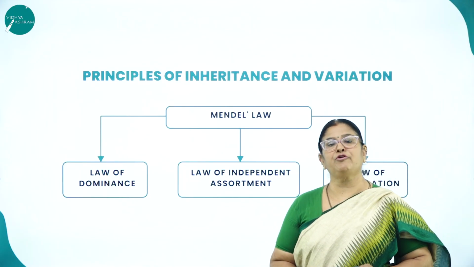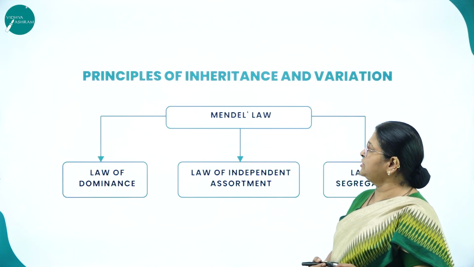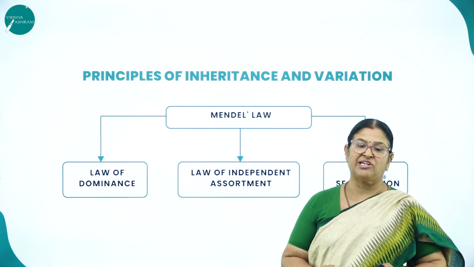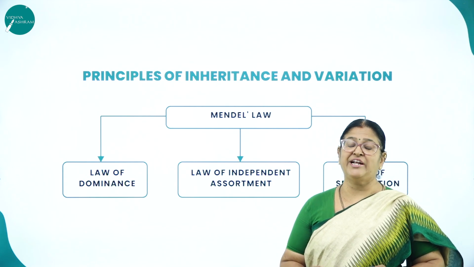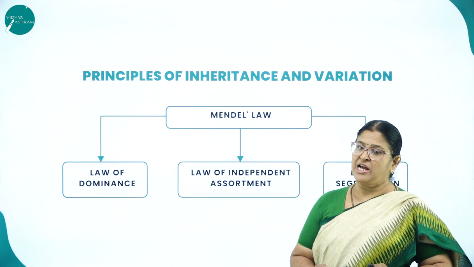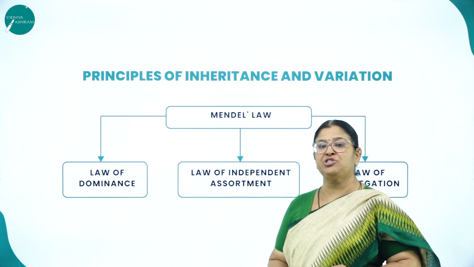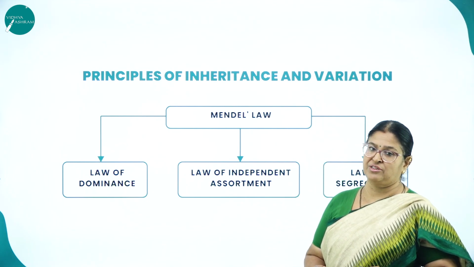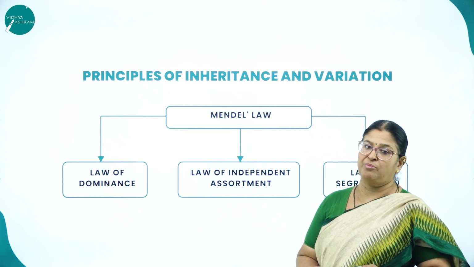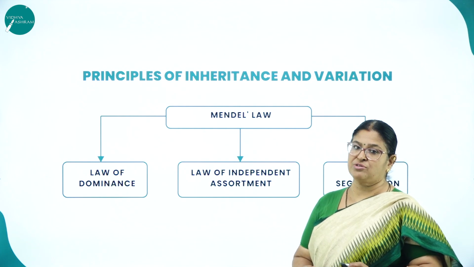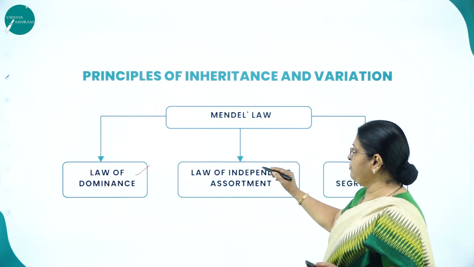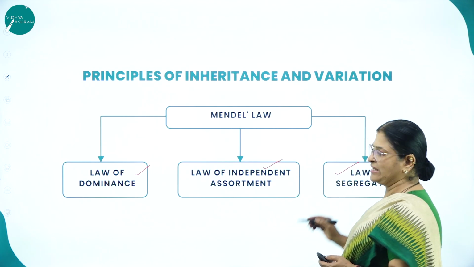Moving on to the flow chart of this chapter, Mendel's law. As we know, genetics is nothing but the study of heredity and variation. Heredity means inheritance of characters from one generation to another generation. Gregor Johann Mendel, who is called the father of genetics, put across his ideas in the form of laws called Mendelian laws of heredity: law of dominance, law of independent assortment and law of segregation.